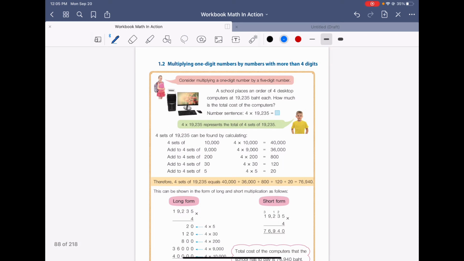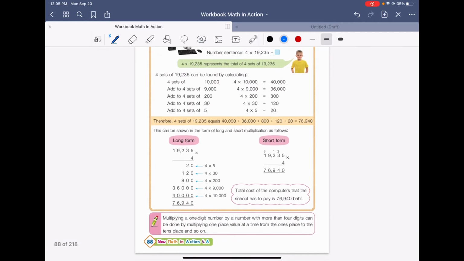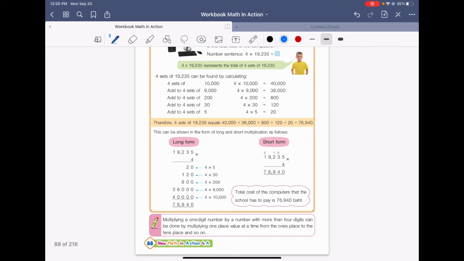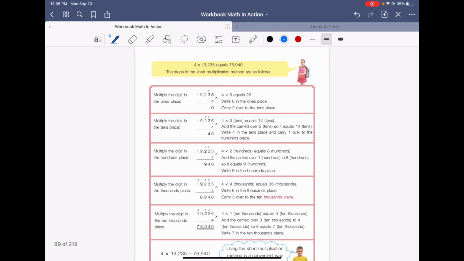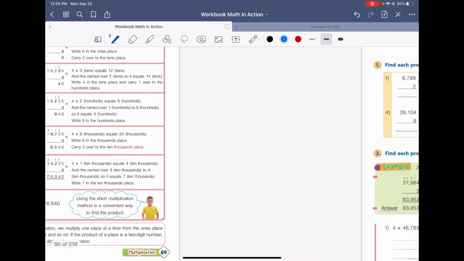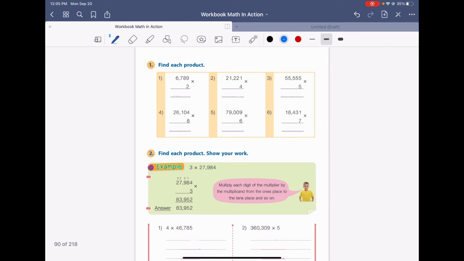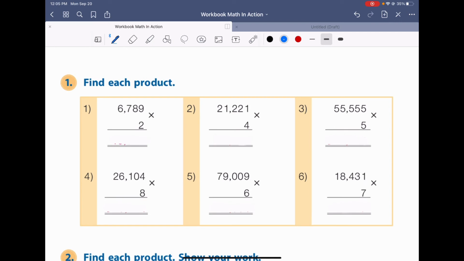All right, so we're going to multiply one-digit numbers with more than 4 digits, right? Using long form or short form. But I think long form is better. Let's practice. Okay.